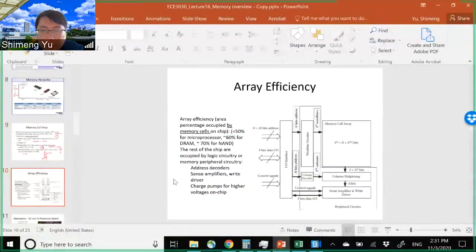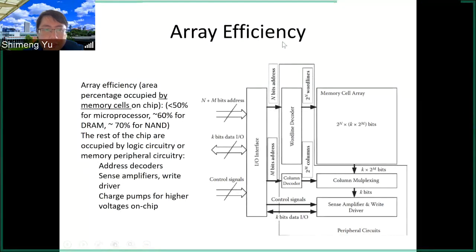Next, we are going to introduce another concept, that is array efficiency. The array efficiency is defined as the area percentage occupied by the memory cells on the chip. So let's look at the generic organization of the memory chip. Here you see this box is called the memory cell array, and this is the area where the memory cells really occupy.